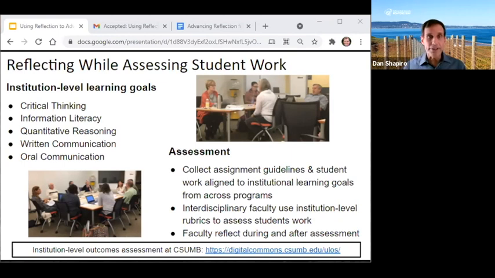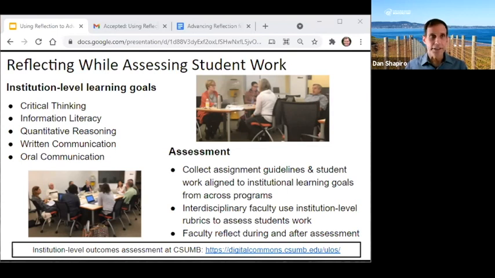And so the way we tried to do this was by intentionally scheduling time for reflection and conversations into the assessment work, capturing the impacts of those reflections and conversations on faculty, and also being able to share those impacts more broadly, both in our own institution and at other institutions. And so I'm going to go into more detail about how we did that.